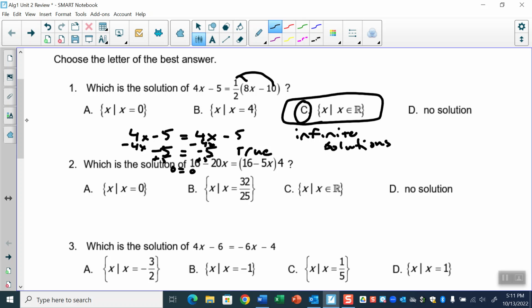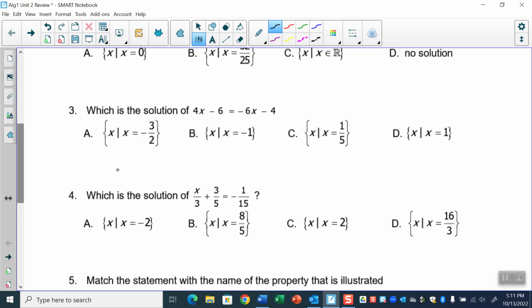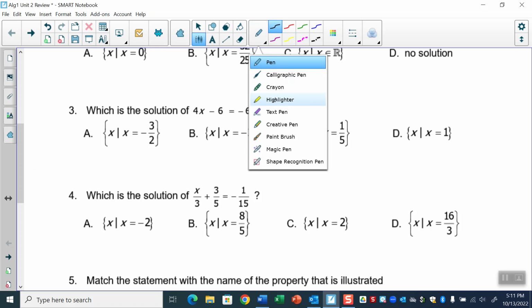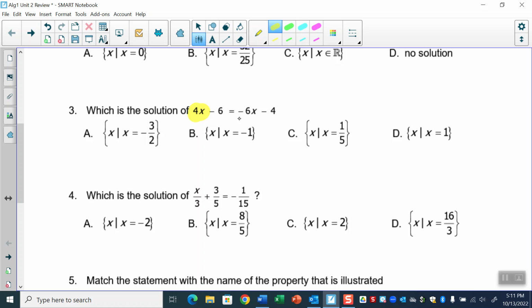So now going down to number 3. I want to find my solution here. So here I've got 4x on the left and -6 on the right. So it's not exactly the same on the left and the right. So I have a solution. It's not all real numbers, and it's not no solution. Let's see what we got.